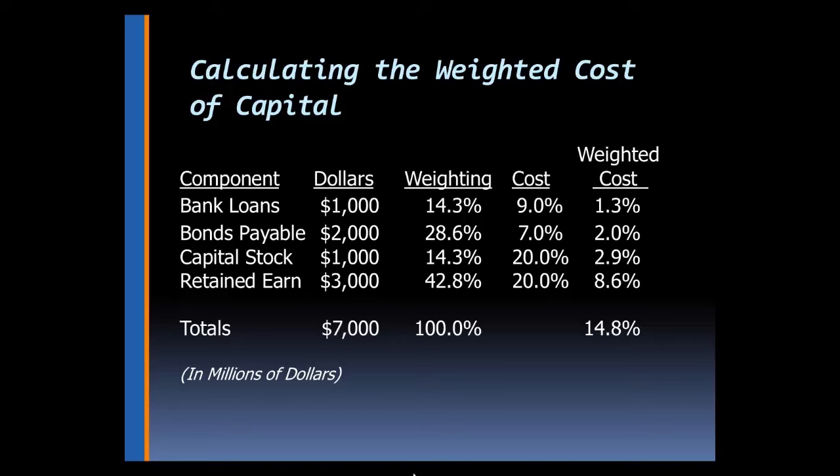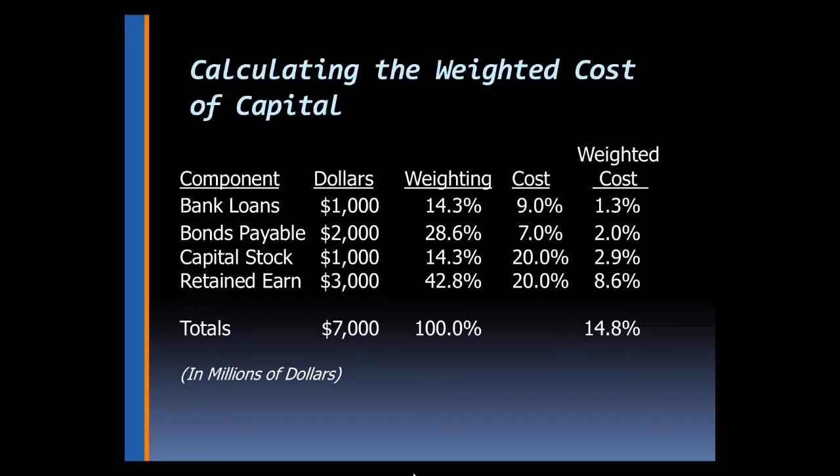Now, in this case, I have capital stock and retained earnings at 20%. So what I've done here is I've arbitrarily said, I believe that I should get a 20% return on my common equity, or I should not make an investment in that project. So I've selected that rate strictly on an arbitrary basis.